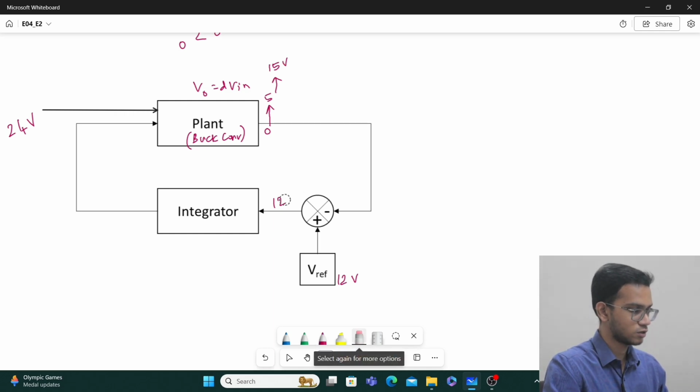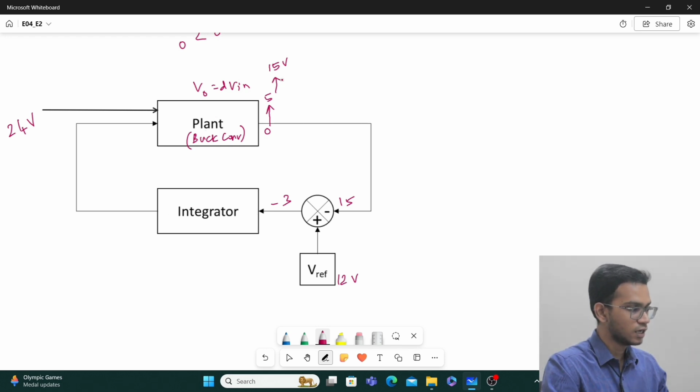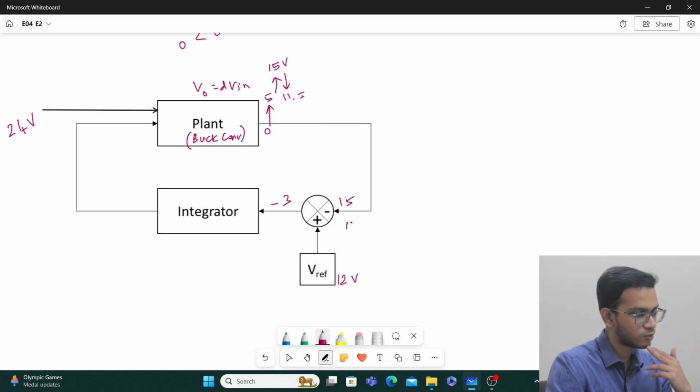This no longer is 12, this is 15, and this error has now become minus 3. Now this integrator will pull down the duty ratio. It will pull down the duty ratio like anything, and it will come down to maybe 11.5 volt. And then it will again see, okay, now this is 11.5 volt here, it's not 15 volt, it's not minus 3. Now we have an error of plus 0.5. And that plus 0.5 will slightly increase the duty ratio. So your 11.5 will slightly increase to 12.25.